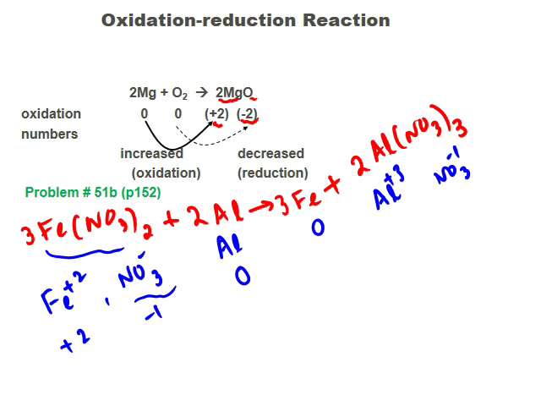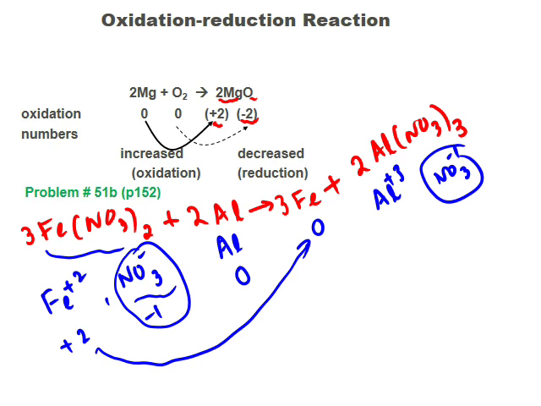Now keep in mind, this should be a balanced reaction. I have 6 NO3 on the left hand side, 6 NO3 on the right side. So nothing had happened to NO3 minus. You don't need to worry about it. So now we need to deal with only Fe and Al. Fe2 plus started with plus 2 and ended up with 0. That's a decrease. So decrease in oxidation number means reduction. So Fe2 plus has undergone a reduction process.